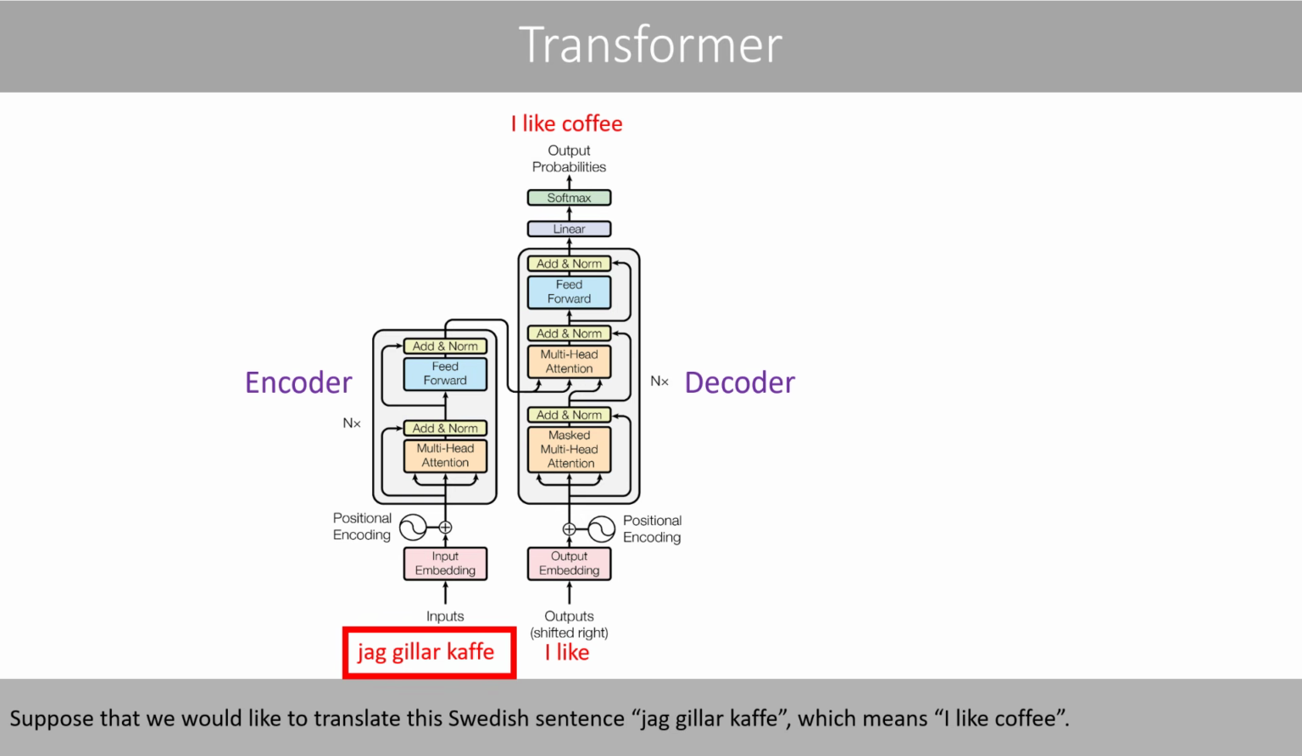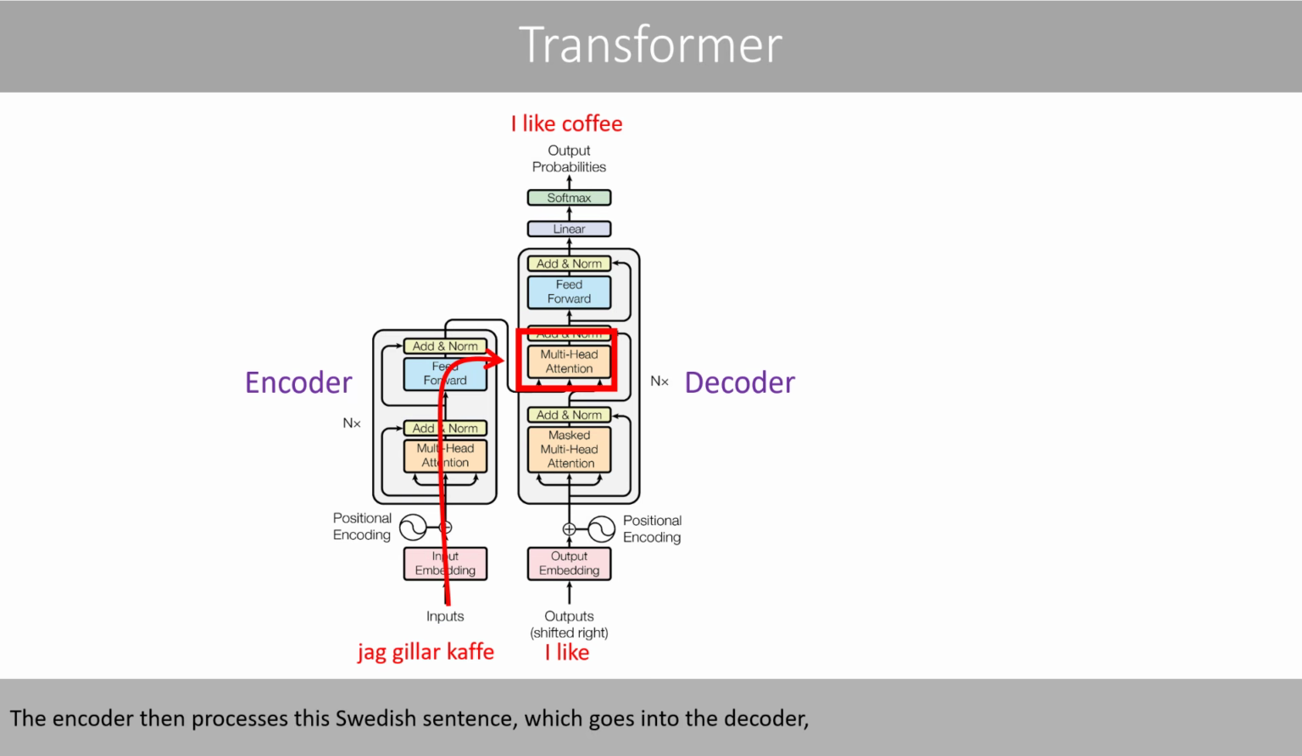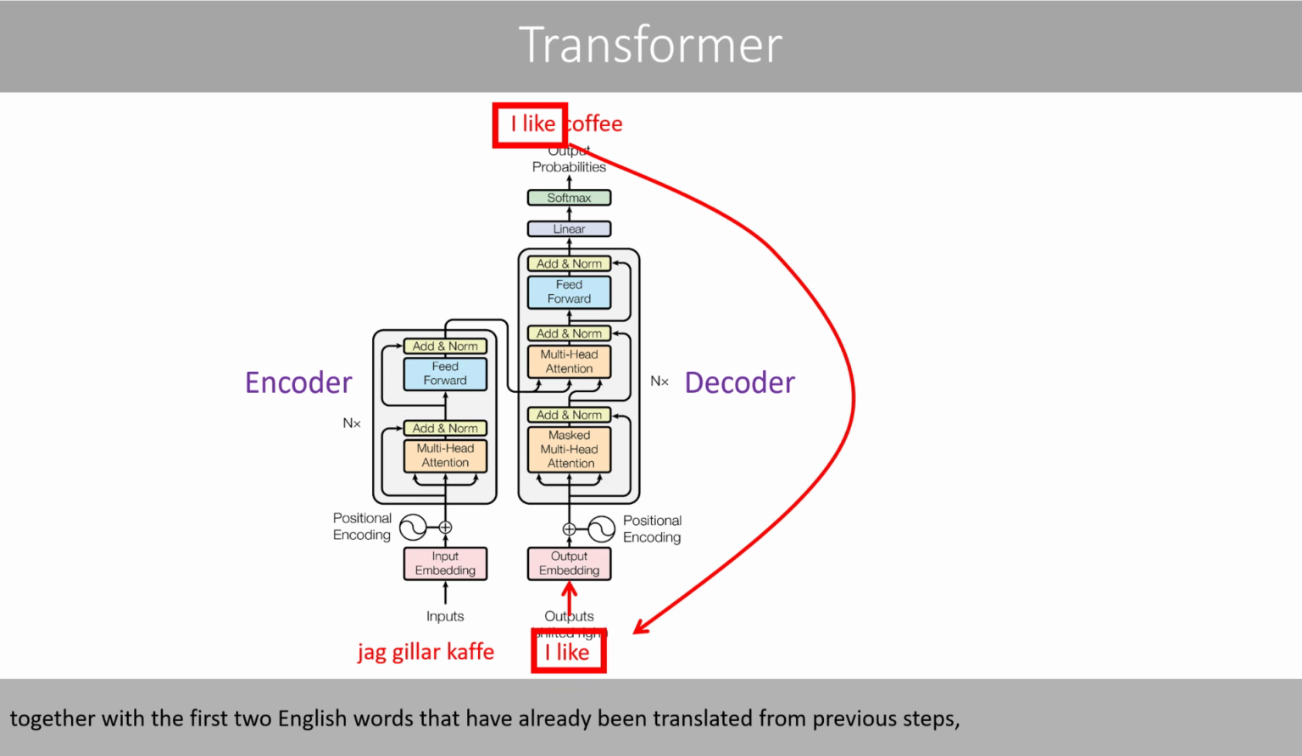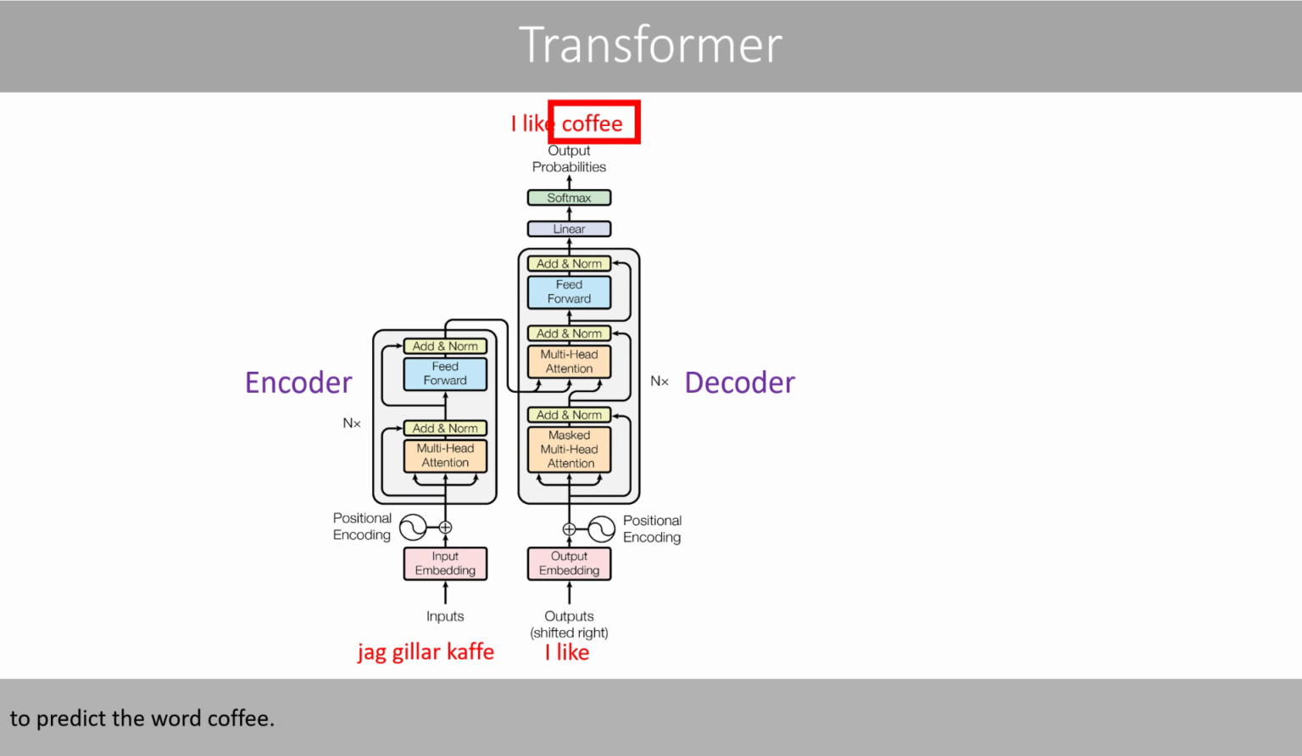Suppose that we would like to translate this Swedish sentence "Jag gillar kaffe", which means "I like coffee". The encoder then processes this Swedish sentence, which goes into the decoder, together with the first two English words that have already been translated from previous steps, to predict the word coffee.